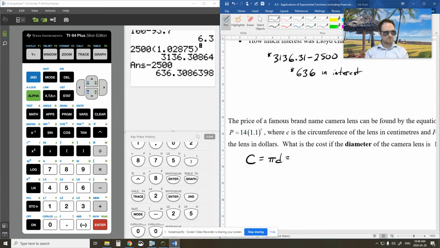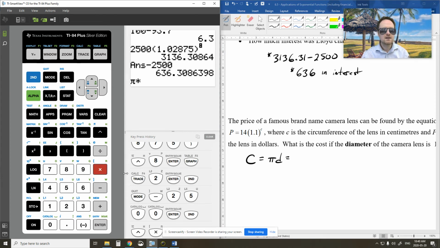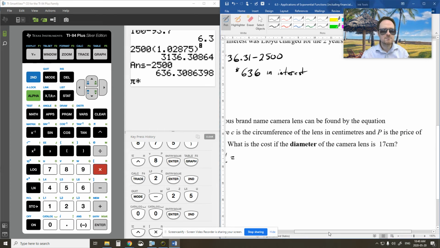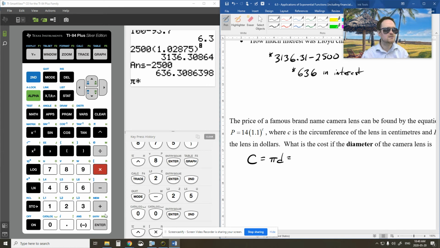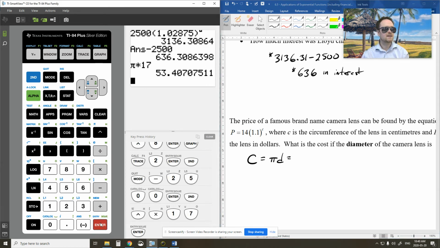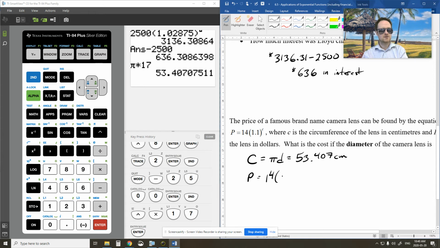I'm just going to punch this in my calculator. What did I say my diameter was? 17. So my circumference of this very specific lens is 53.407 centimeters. So now I can put that into this equation.